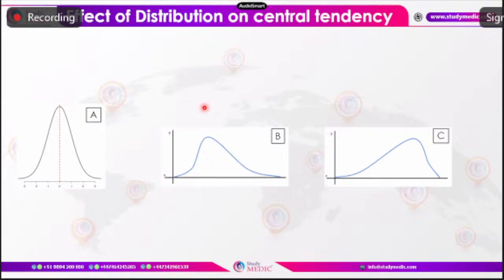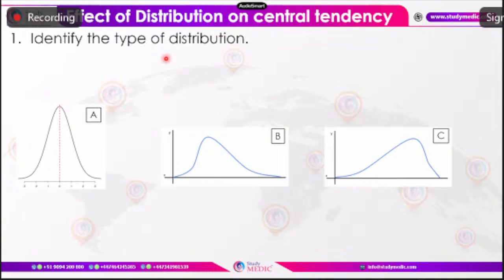Now we will see whether we can identify the type of the graphs and see the effect of the distribution of the data on the central tendency. Okay, so we will see that. Now, what is this graph A? What is this graph B? And what is this graph C? Identify the type of the distribution.